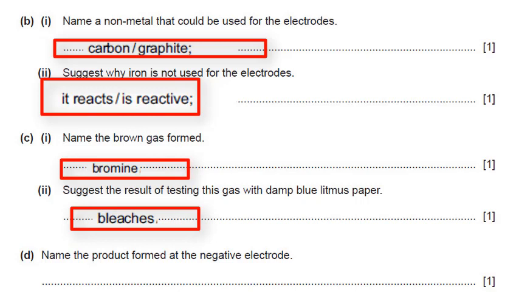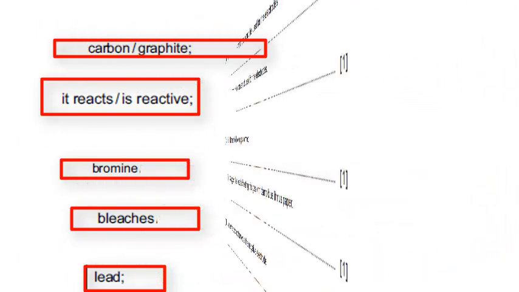D. Name the product formed at the negative electrode. As a result of attracting the lead ions into the cathode, reduction process takes place, so the product will be lead. Again, when we ask you to name the product, don't write the symbols or the formula, you have to write the name itself. So the answer will be lead.